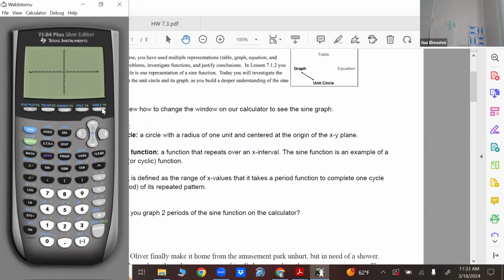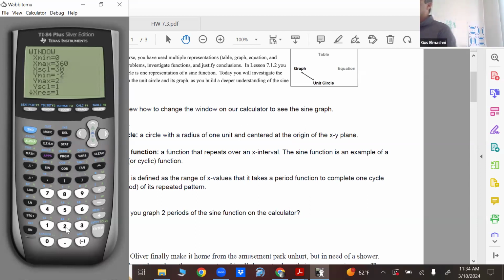What's the window right now when it's standard? It goes from what to what for x, guys? Yeah, -10 to 10. How about for y? Negative 10 to 10. Y doesn't matter so much, but I know the highest that sine can be is 1. So we saw that from the streamer, like the highest value we got was 1, the lowest was -1. So I might adjust the Y window also. So let's go to window. And if you want to do one cycle, let's go from 0 to 360. And let me make each tick mark 30. And then for Y, I'll go from -2 to 2.